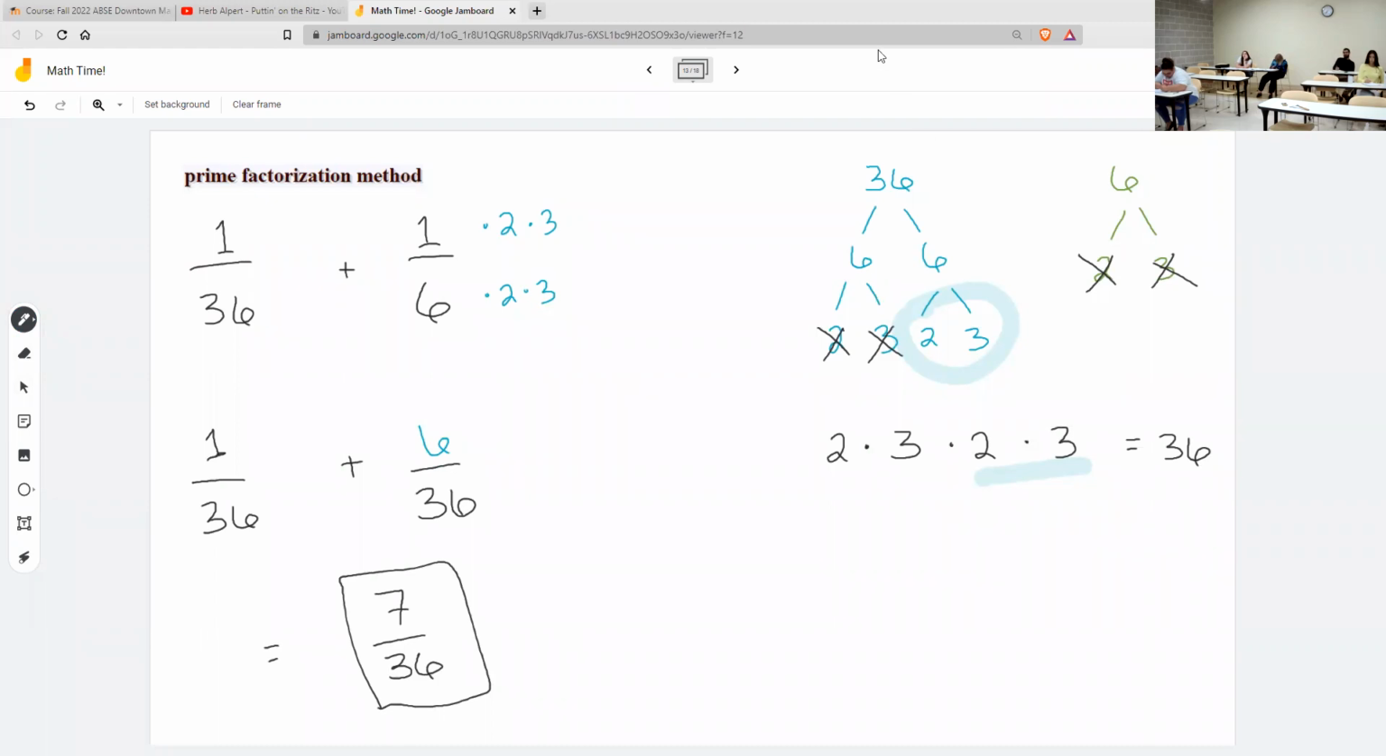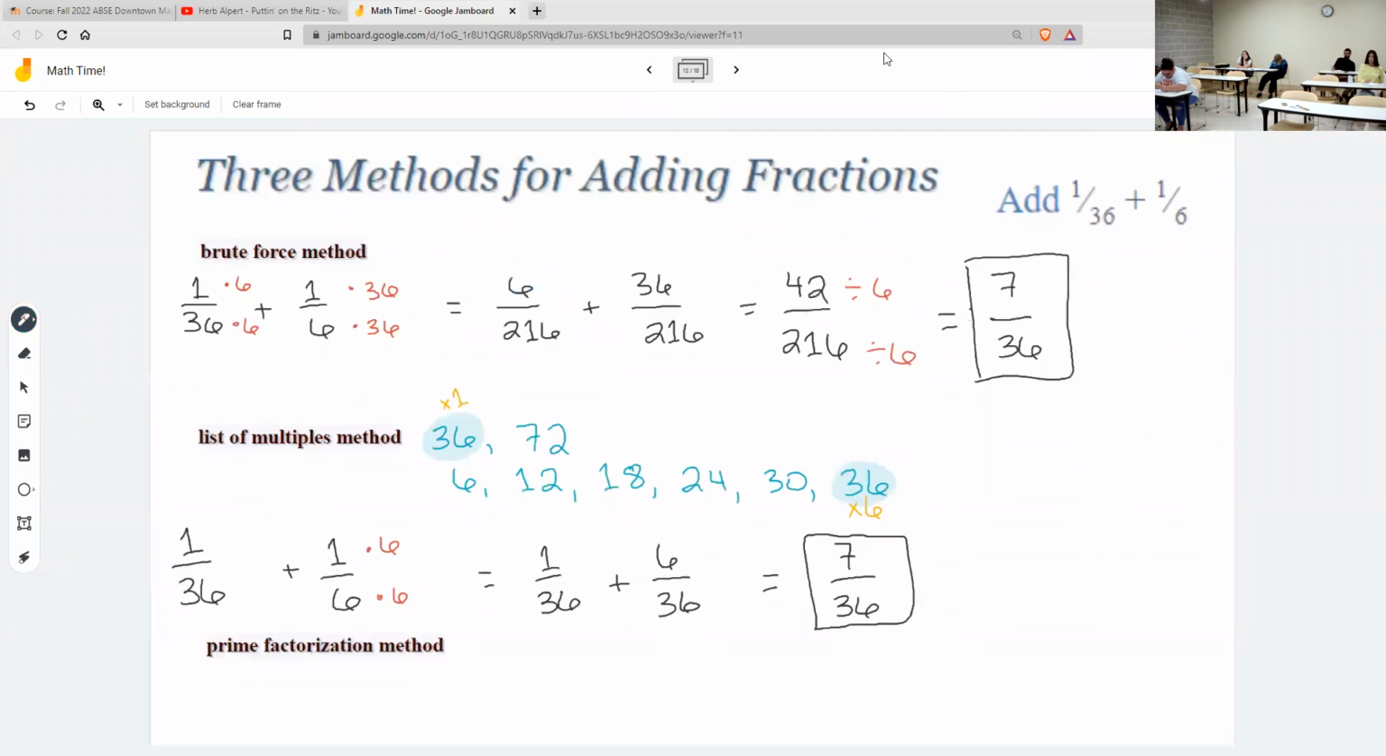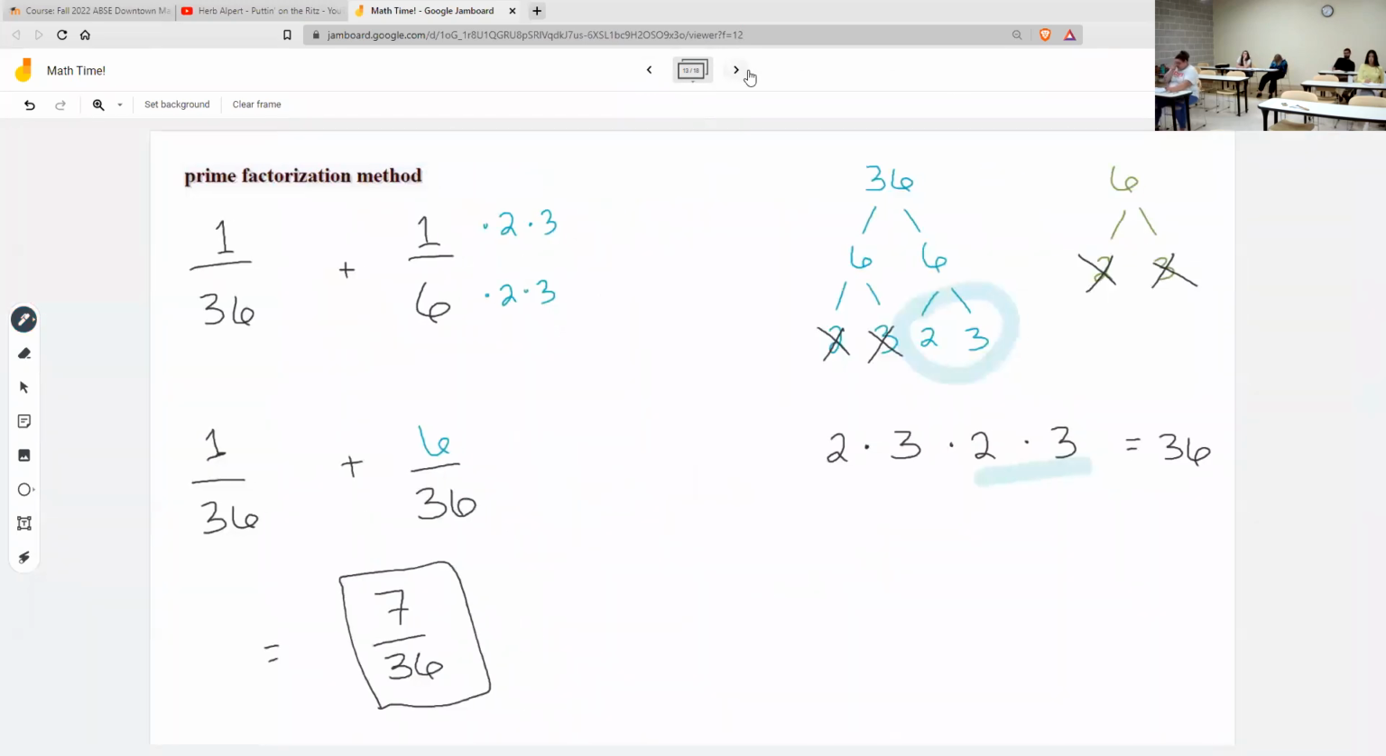Compared to the list of multiples, this takes up a lot more board space. But if you practice it a lot, this is the fastest method. So if you unfortunately have a job where you have to add fractions a lot by hand without a calculator, it's worth learning this one and getting good at it. It's like riding a bike. It will make you happy and serve you in your life.